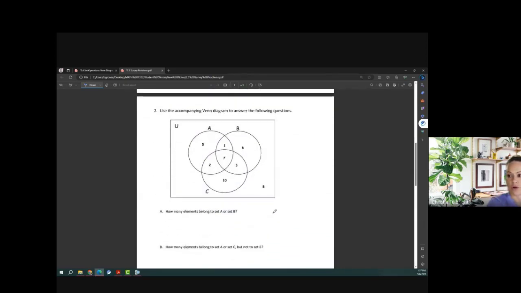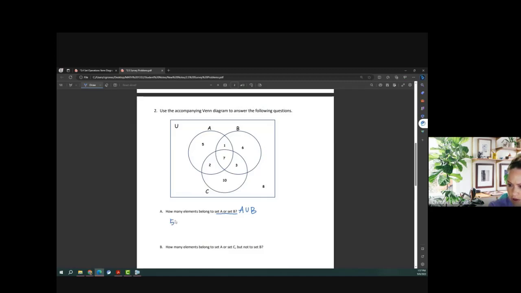Number 2, we're going to use our Venn diagram to answer the following questions. And letter A says, how many elements belong to set A or B? So kind of similar to what we're doing in number 1, but now we have 3 different sets. So set A or set B is going to be the union of A and B.